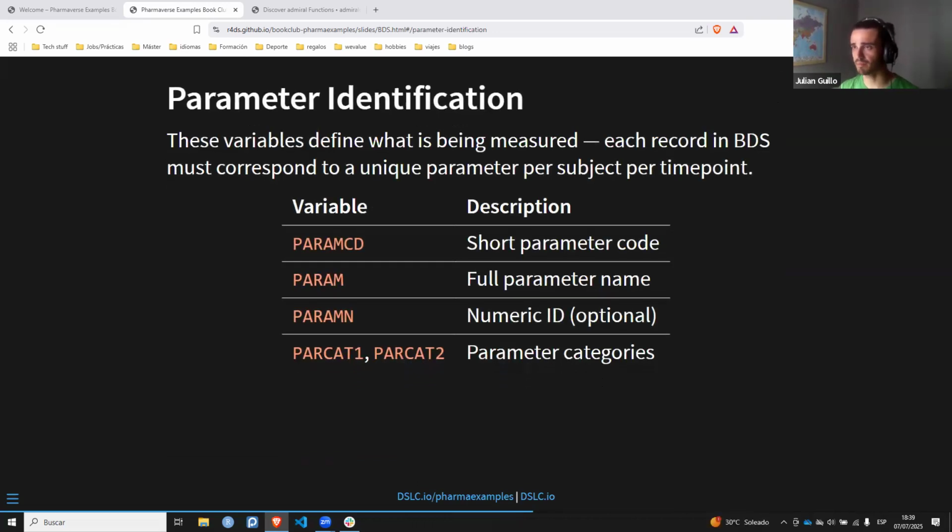Okay, we also have parameter identification variables. These define what is being measured. In a BDS data structure, each record must correspond to a unique parameter per subject and per time point. So, for example, we will have a short parameter code that explains what parameter we're measuring, and the full name of the parameter. Optionally, we can also have a numeric ID, and we can have these parameters divided by categories in some studies.